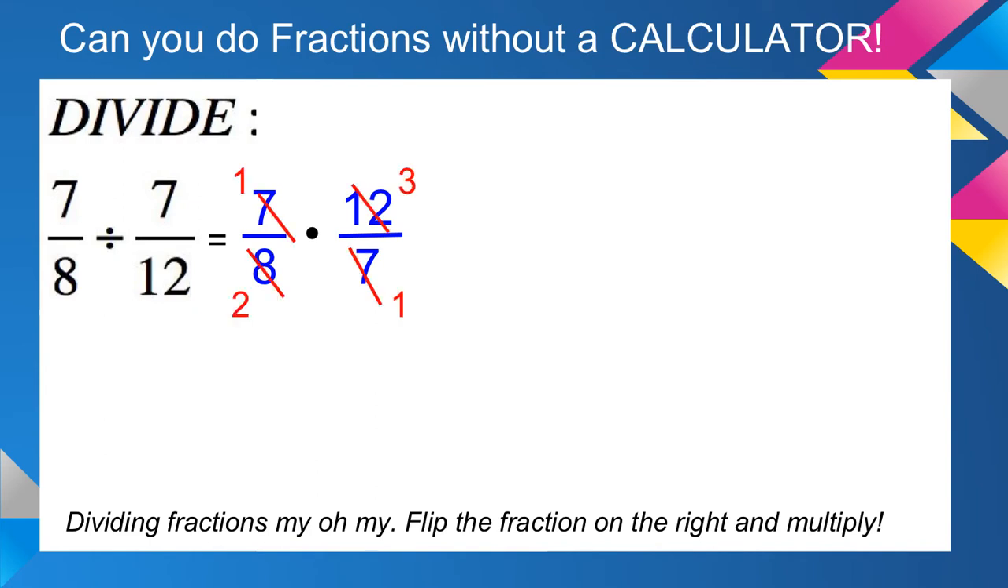So then I will do my cross reducing, because 8 and 12 both divide by 4, 7 and 7 both divide by 7. Shrink those numbers down, and you have a 1 times 3, which is 3, and a 2 times 1, which is 2. Much easier to work with.